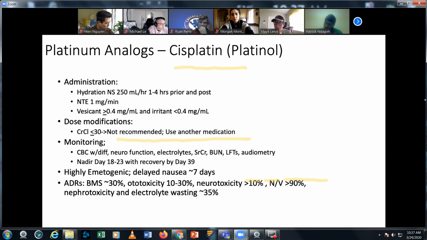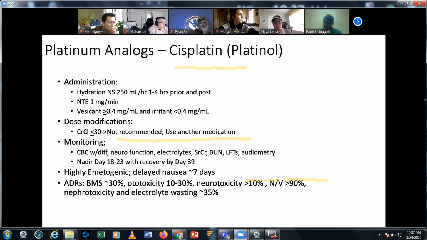Because one of the things we know about cisplatin, its nephrotoxicity results in electrolyte wasting. And so people will have very low levels of K. They'll also have very low levels of magnesium. And so one of the things that we do is we usually give like a gram or 2 of mag pre and 20 of K pre, and then repeat that post within the hydration.